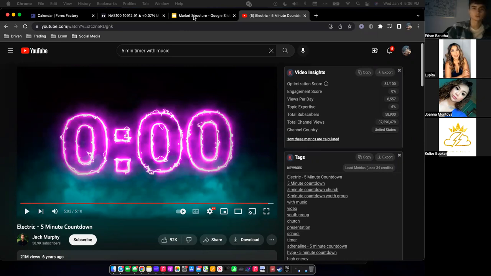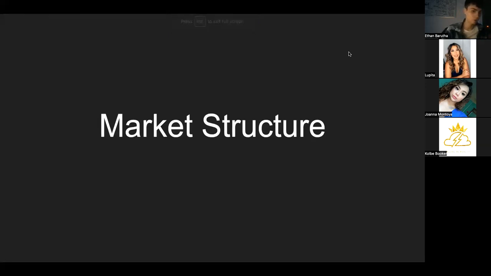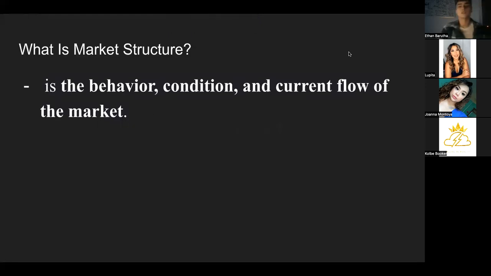So market structure, right? Let's tackle market structure today. So what is market structure? You want to know what you're learning, right? Market structure is the behavior or condition of the current flow of the market, okay? And we'll hop on the charts after we go through this presentation. It shouldn't take too long. But ultimately, that's what market structure is. It's the pattern and condition of the current flow of the market, okay?